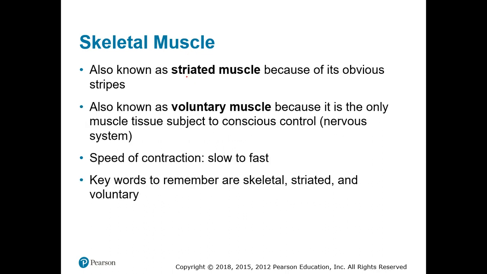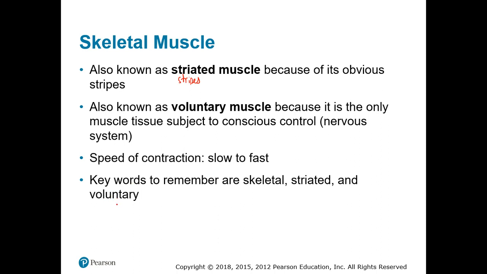These muscles are also striated, which means they're going to have stripes, and this gives it an obvious appearance. We see these stripes. Also, this type of muscle is known as voluntary because we have conscious control over it. Our nervous system has control, and for us to move our arms, move our mouth, we can tell our body to pick up something, kick our leg, etc. We have control. Note the speed of the contraction is slow to fast, so we can have very quick, jarring movements, or we can take our time and slowly reach our arm out.